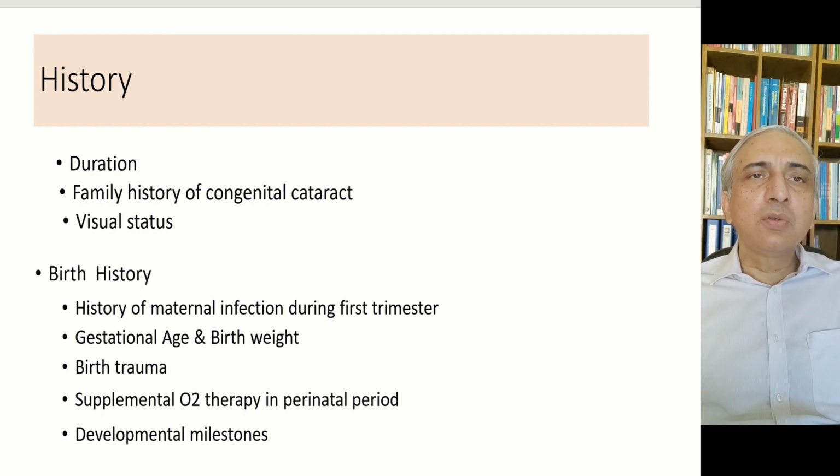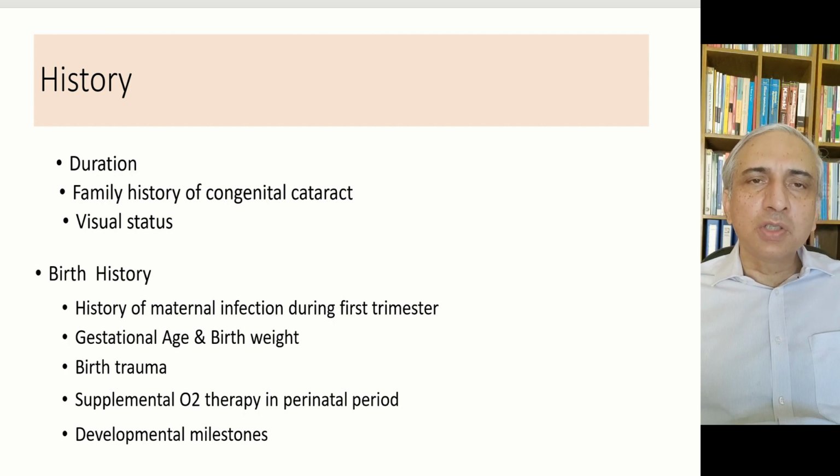Then you go on to birth history, which is very, very important. You need to document that. History of maternal infection during the first trimester, this is to rule out the TORCH profile. Usually congenital cataract patients will need a TORCH profile workup by doing a blood examination.